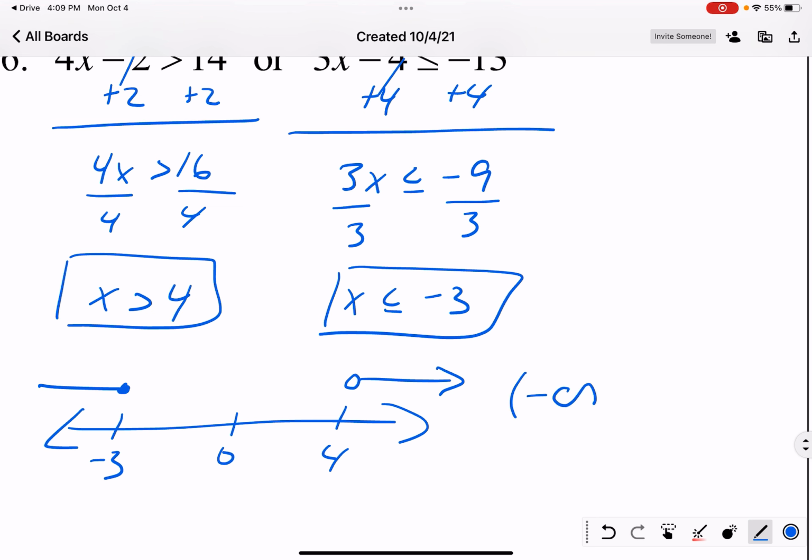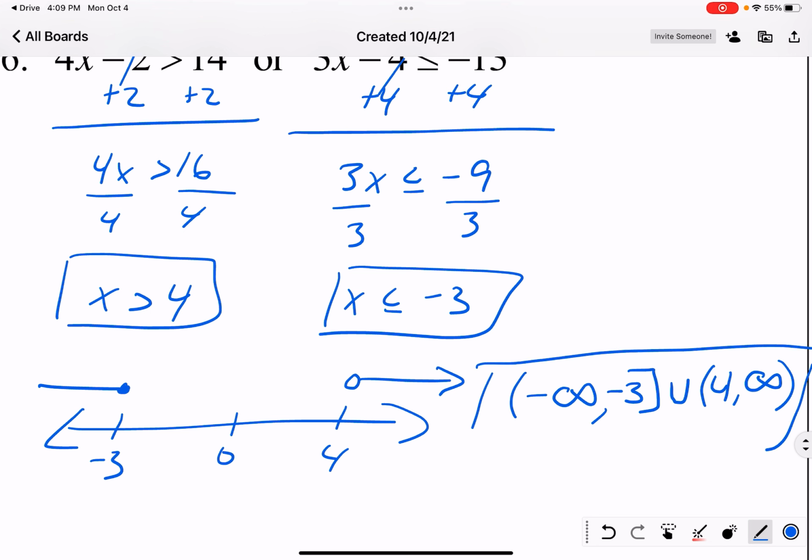So anything from -infinity up to -3, including it, united with anything from 4, not including it, to infinity. All right, that's going to be our solution set. So it's helpful to graph them if you need to come up with interval notation. Should be an arrow there. And that's your final answer in interval notation.